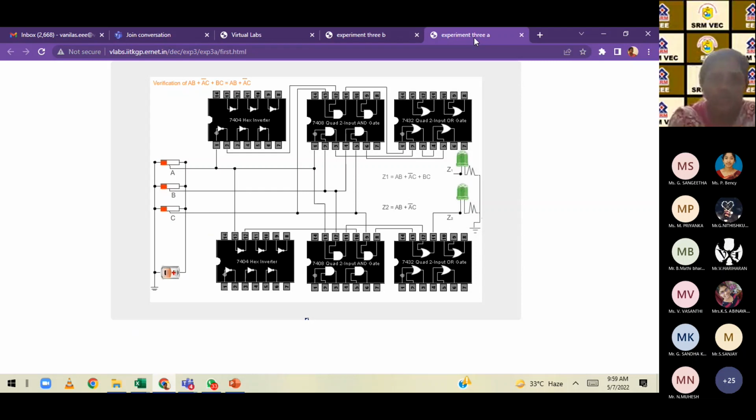So this is the next one, students. AB plus A bar C plus BC, which is equivalent to AB plus A bar C. That we have to see. So now the equation is AB plus A bar C plus BC equal to AB plus A bar C. So now we go into the PPT.